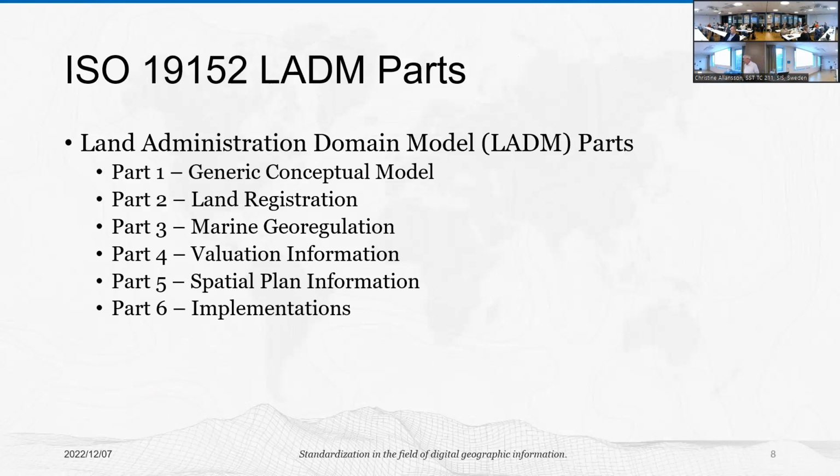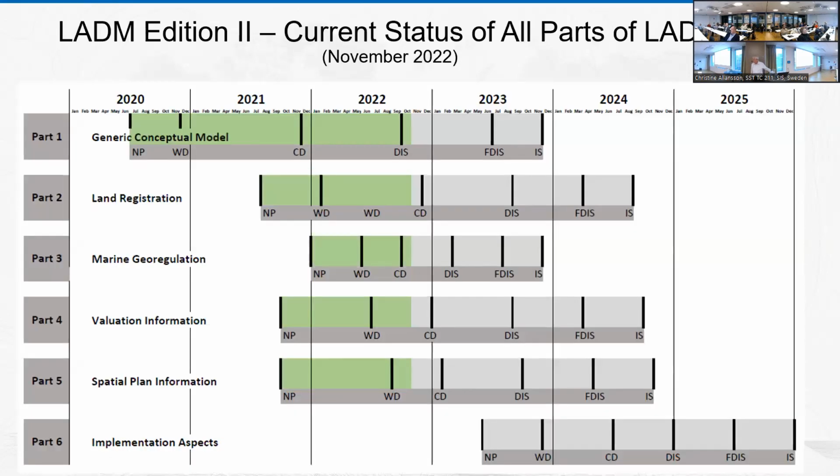So, as I said, we've divided into 6 parts. 5 of the parts are in train already, and the 6th part will be starting with hopefully OGC next year. So I'll just go through the various parts now for you.